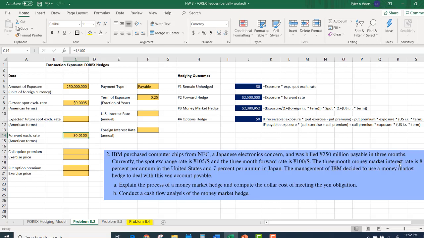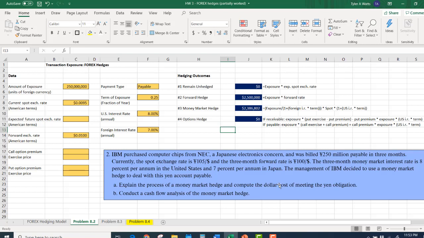The 3-month money market interest rate is 8% in the United States. So that's the annual interest rate for 3-month money, 8%. And then in Japan it's 7%. We'll just plug the data in. Management of IBM decided to use a money market hedge to deal with this yen account payable. Okay, so we don't have any data. We don't need it for the call option stuff.